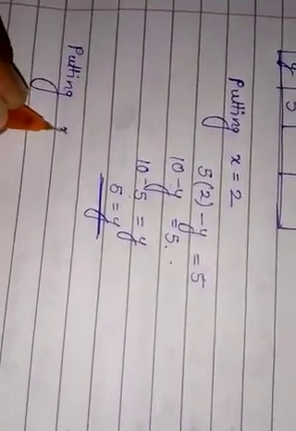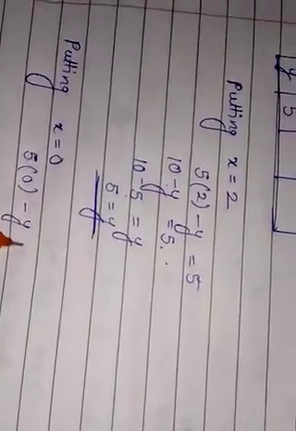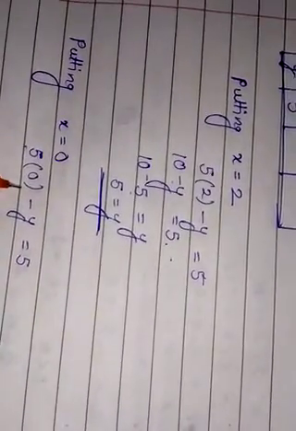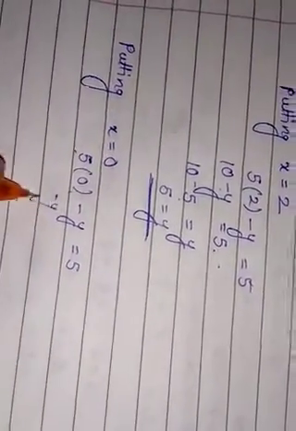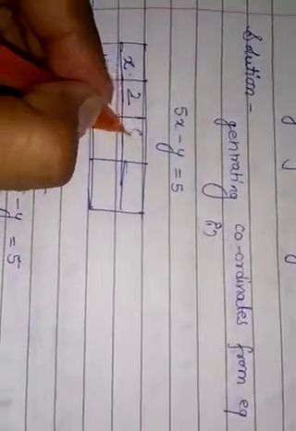Now putting x equal to 0, we are taking x as 0. So 5 into 0 minus y equal to 5. So 5 into 0 will be 0, minus y equal to 5, and y equal to minus 5. So if we put x equal to 0, then y will be minus 5.